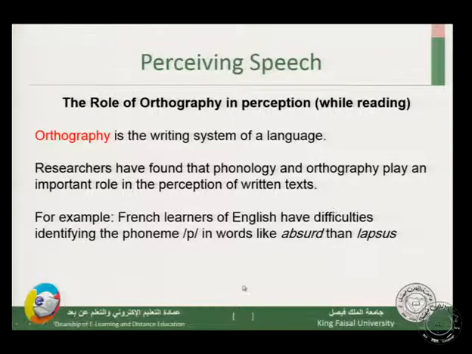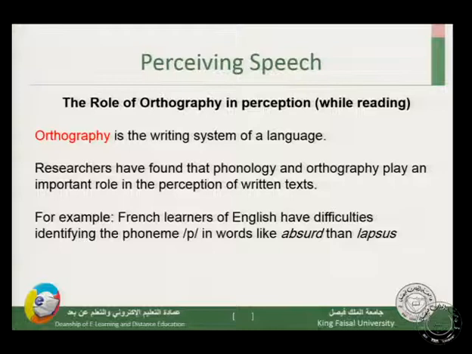For example, French learners of English, and this applies also to Arab learners of English, because in Arabic we don't have a phonemic contrast between p and b. The p like in pen and b like in ben. Ben is a proper name, and pen is a pen, like this one. You know the meaning of pen. So this is a pen, ben is another word.